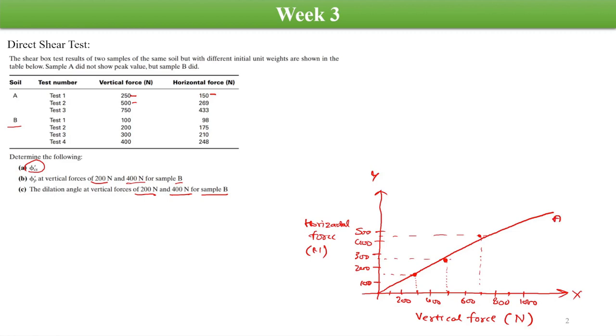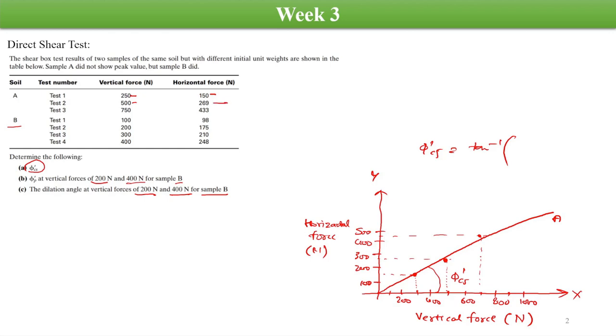If we determine the slope of this best fit line, then we can determine the phi critical state value. To determine the phi critical state, if you best fit the line in Excel, it will directly give you the slope of the line. But here we can roughly do it like phi dash critical state equal to tan inverse, if I just take the value at 450 maybe, or maybe 500, the second one.